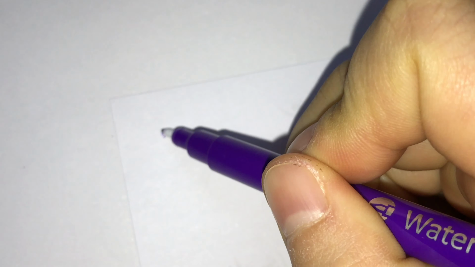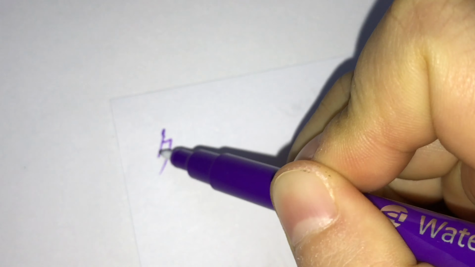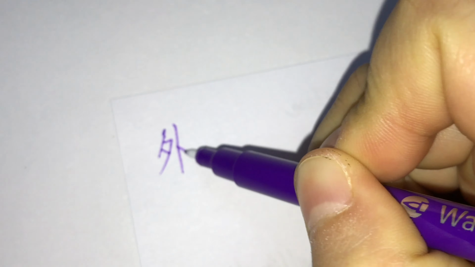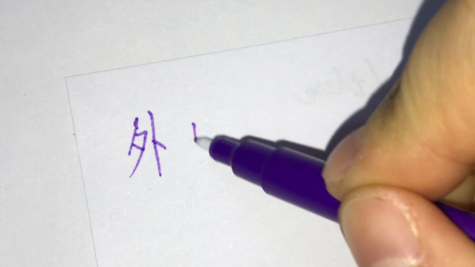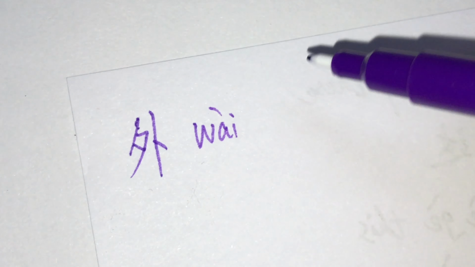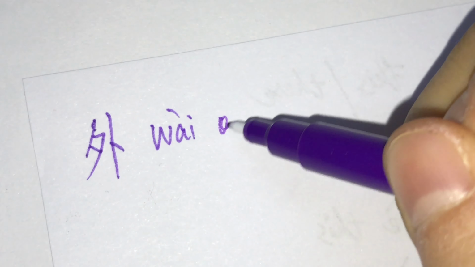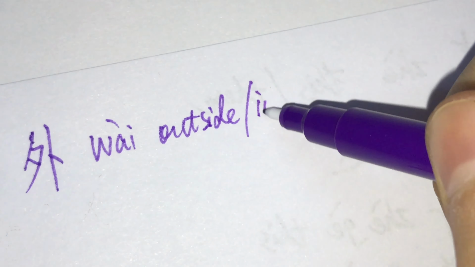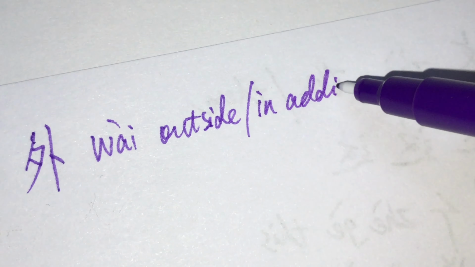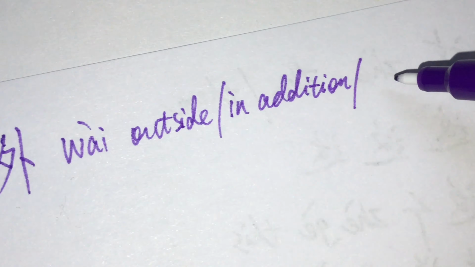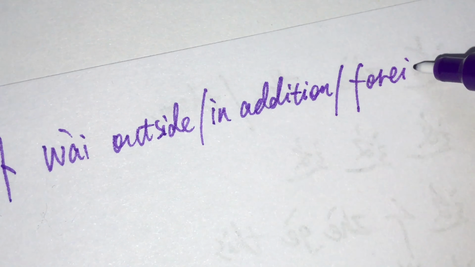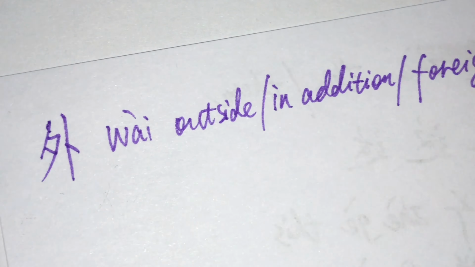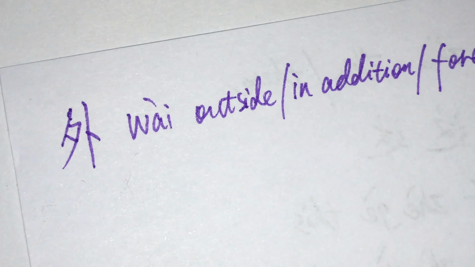In standard script, 外 means outside. In addition, or foreign.